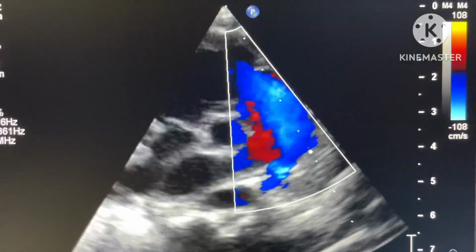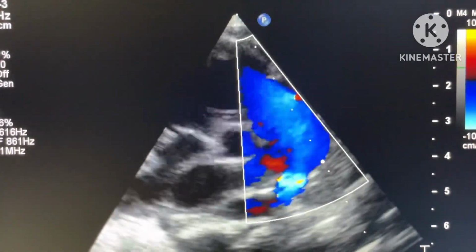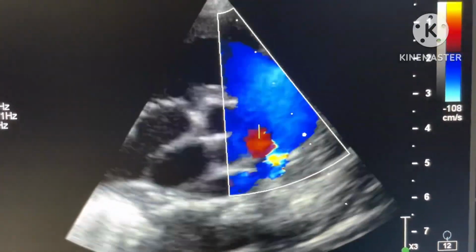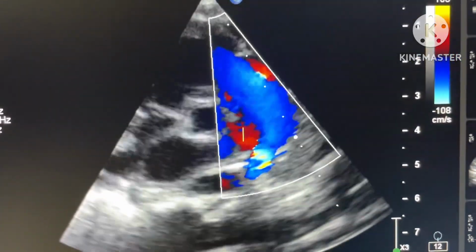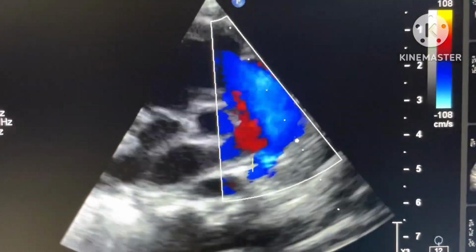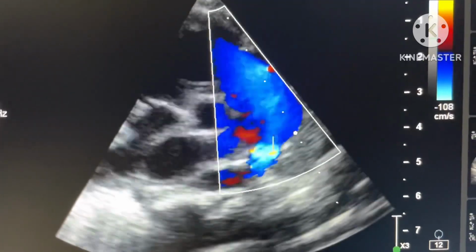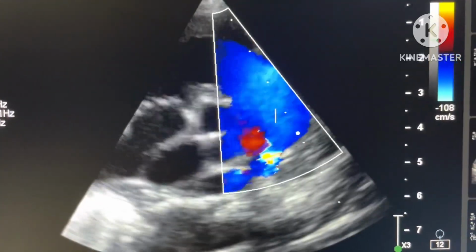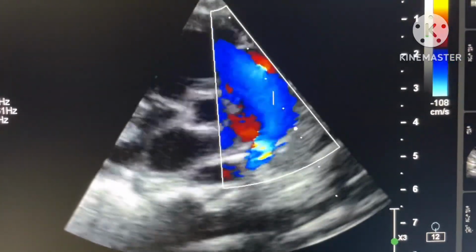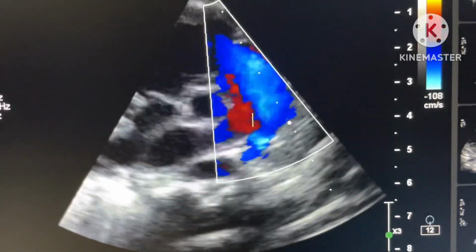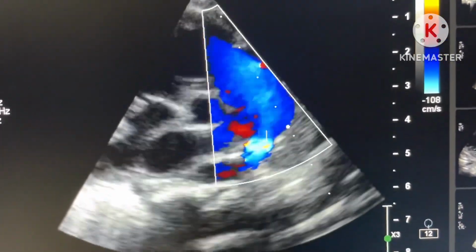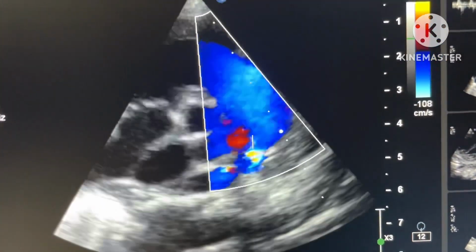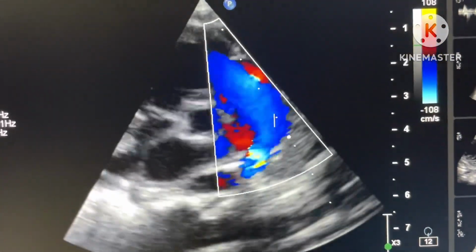You can see this is pulmonary regurgitation jet. This is main pulmonary artery. You can see this is PDA. PDA has got bidirectional flow, indicating raised pulmonary artery systolic pressure. Only when the pressure is raised within the pulmonary artery, then flow becomes bidirectional in PDA. If pulmonary artery pressure is normal, in that case flow is always left to right, that means from aorta to pulmonary artery.